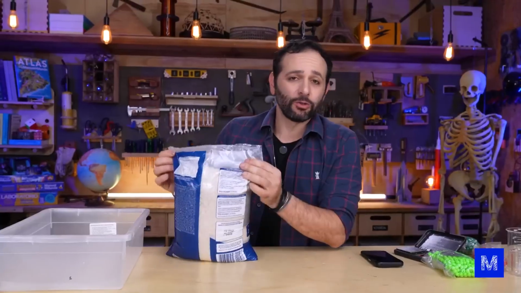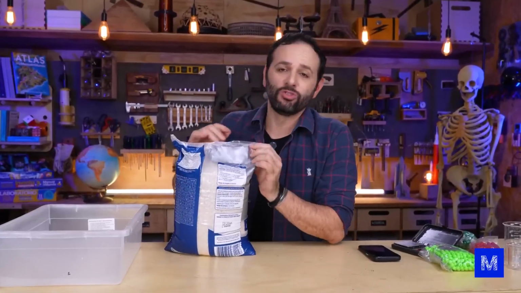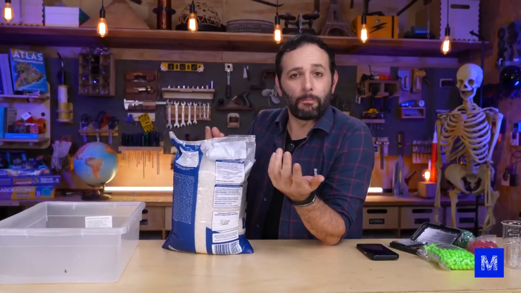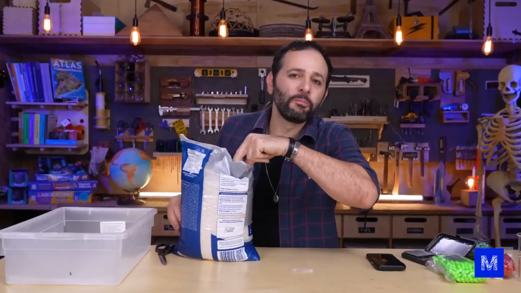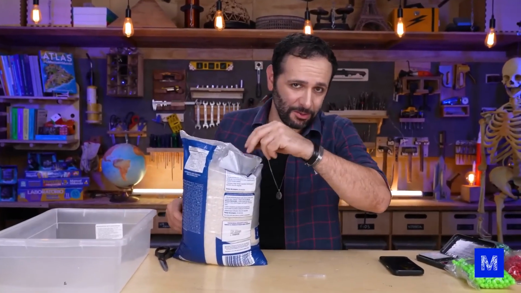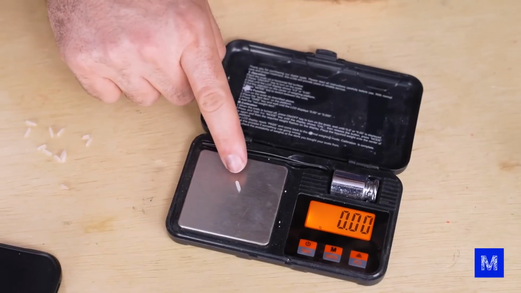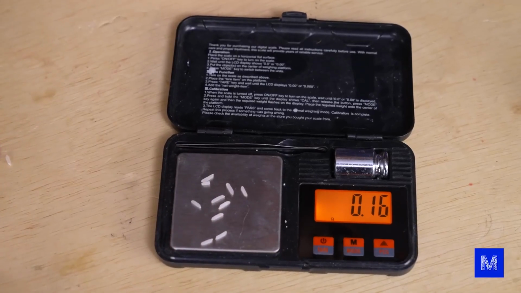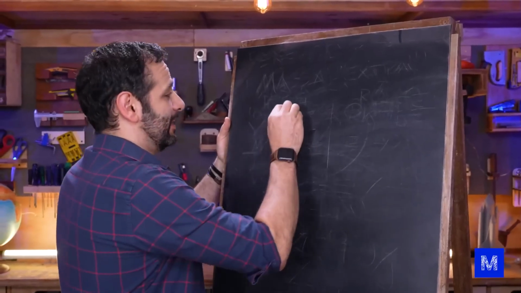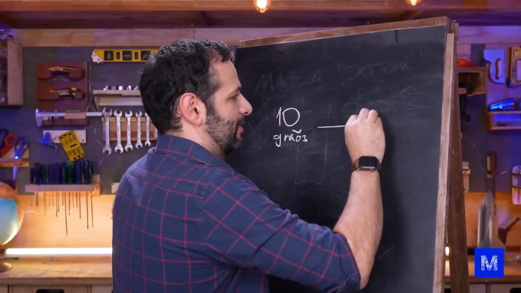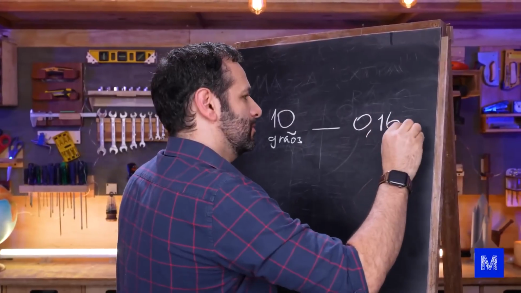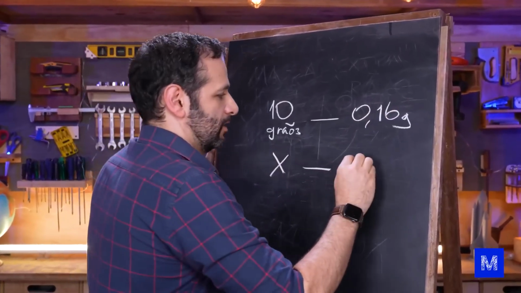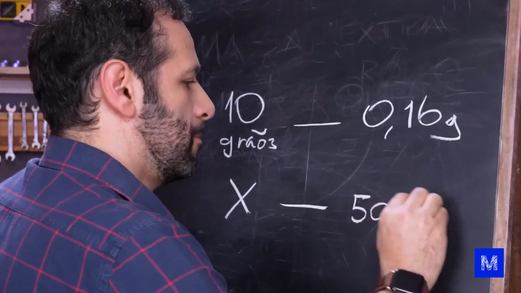I'll start with the most common way, maybe the most accurate of all here, which is by weighing a few grains of rice. What do you think is the weight of a grain? Can we figure it out? It doesn't even move the precision scale. Let's try putting 10. 0.16 grams. Basic rule of 3, 10 grains are 0.16 grams. X grains, there are 5,000 grams or 5 kilos.